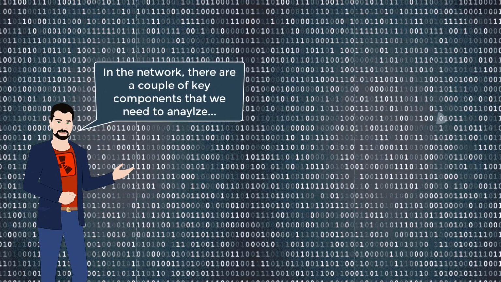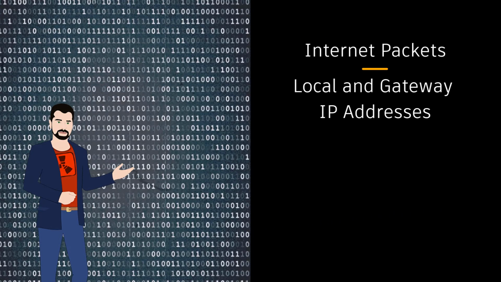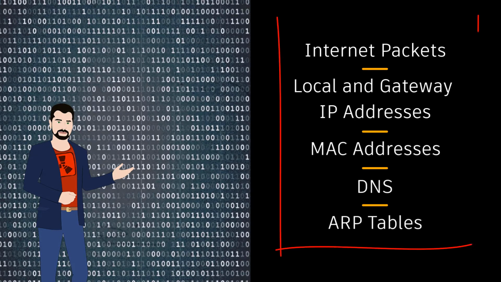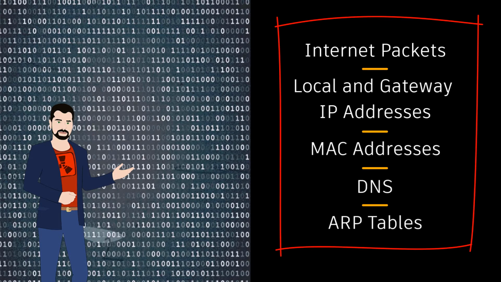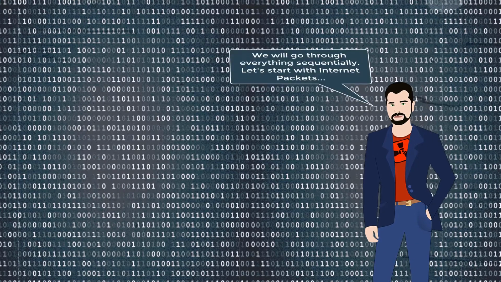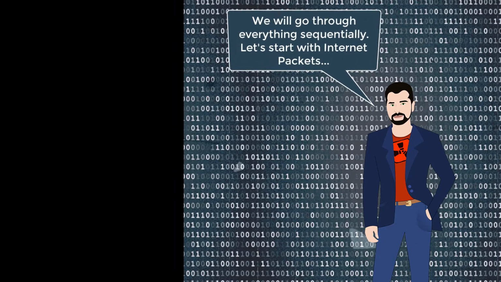In the network, there are a couple of key components that we need to analyze. These are internet packets, local and gateway IP addresses, MAC addresses, DNS, and ARP tables. In this lecture, we will cover all of these components and elaborate on how they function together. We will go through everything sequentially. Let's start with internet packets.